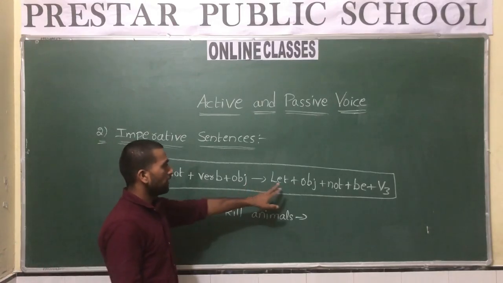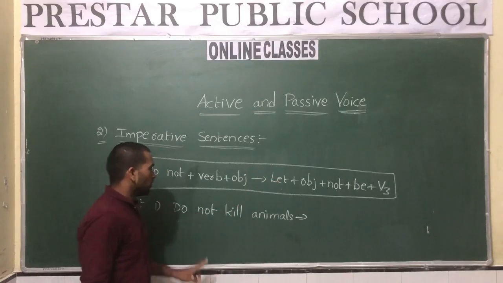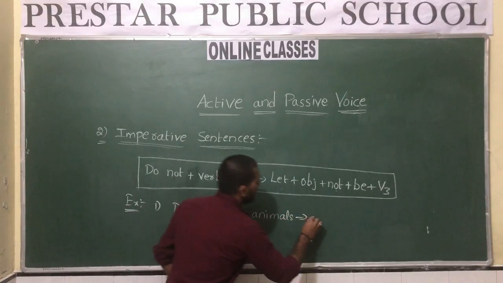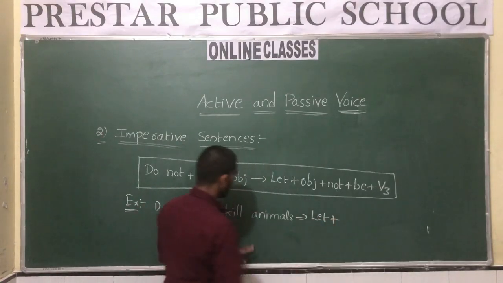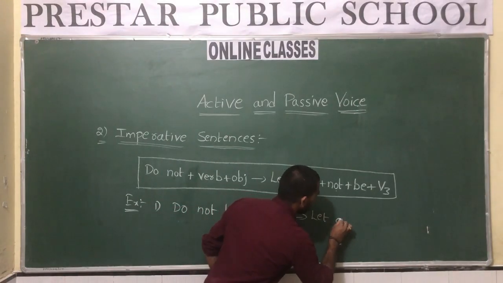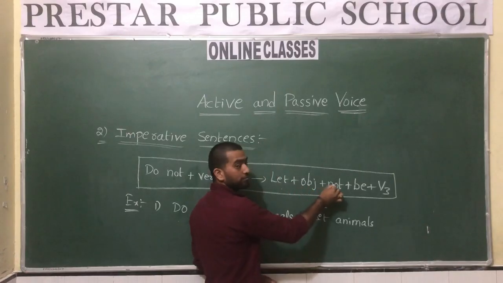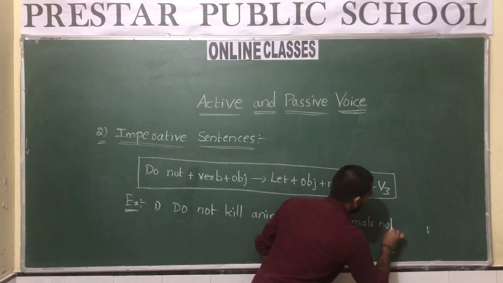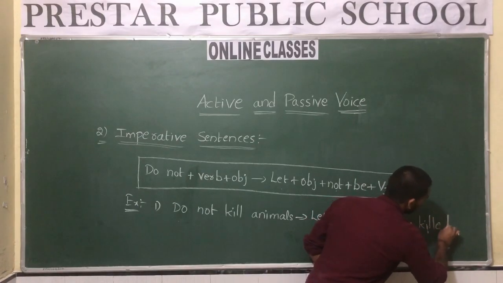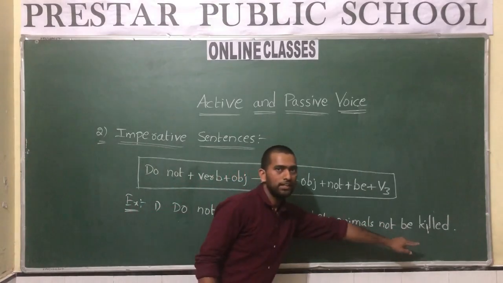So it follows the pattern. While converting into passive voice, we are removing do here. Yes or no? So let, what is the object here? Animals. Let animals, after the object, not be. What is the V3 form of kill? It is killed. Let animals not be killed.